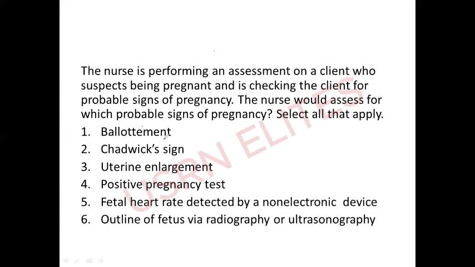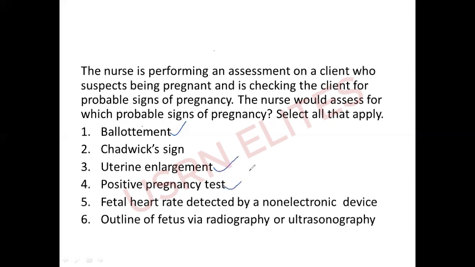The first one, I didn't hear much about it, the ballottement, but I'm assuming it will be 1 because I heard something, but I wasn't sure. But I know that for the probable signs, as you said, it's what the examiner sees when the examiner assesses the patient, that's what will be the probable sign. So we have the uterine enlargement as a result of the fetus growing. Then the positive pregnancy test.